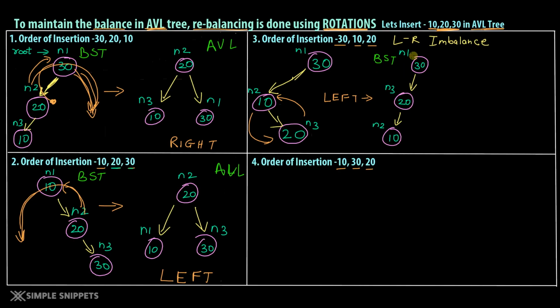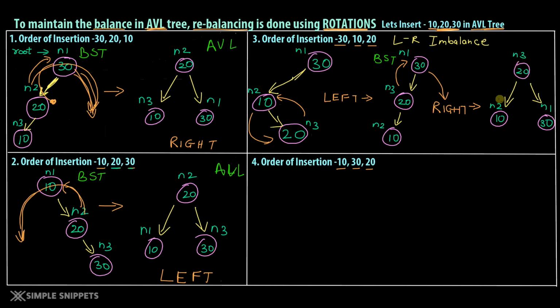And now if you observe, this binary search tree looks pretty similar to the first case, where we are getting 30, 20 and 10. So now you can do a right rotation, and when you do a right rotation, you can take N3 to the place of N1 and you can bring N1 down. So now you do a right rotation and this is the result that you get.